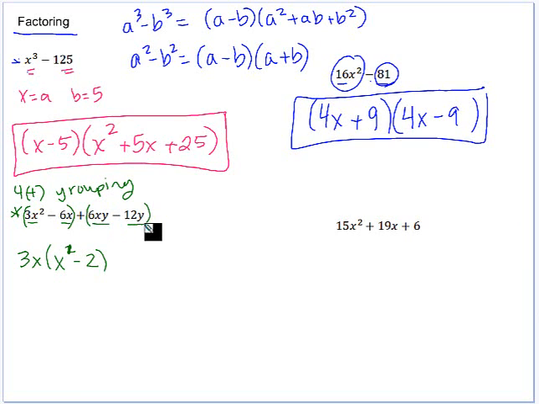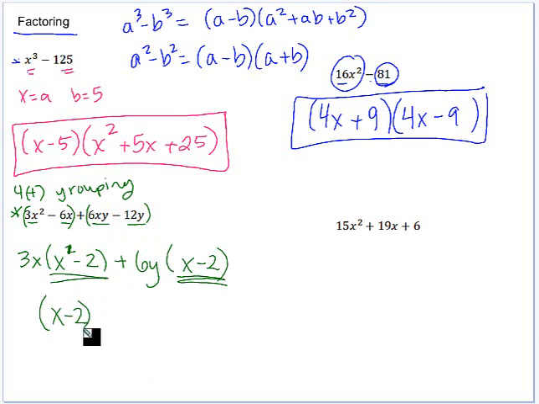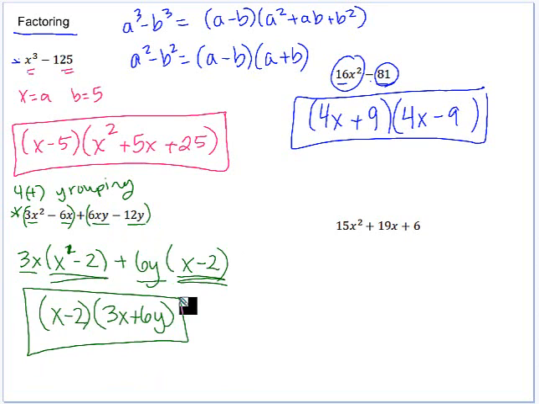6xy minus 12y. That GCF is 6y, and we are left with x minus 2. Notice our x minus 2's are now the same in the parentheses. So this leaves us with x minus 2 times, we were left then with 3x plus 6y. So with four or more terms, we have to factor by that method of grouping.